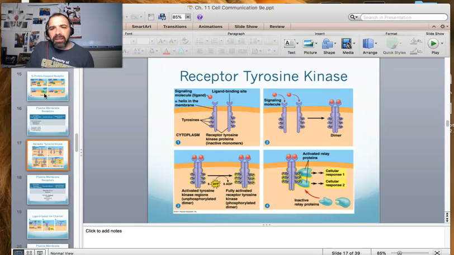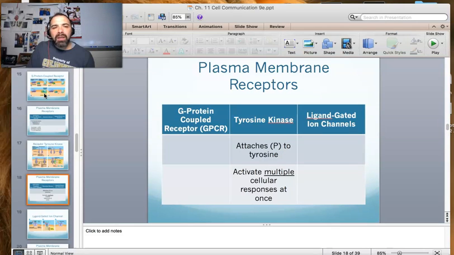Receptor tyrosine kinases, again, we know these are enzymes, and so think of kinase, think of kinesiology and movement. If you've watched the AP videos, I talk about this, but the signaling molecule attaches, causes a conformational change, or what we'll call a dimer form, and then that dimer will activate a receptor, and then that receptor in question number 4 will activate cell response 1 and 2. Again, you're not going to have to memorize all of these steps, just know that there are different ways for membrane receptors to function. A tyrosine kinase attaches a phosphate to a tyrosine, so it phosphorylates it, and that can activate multiple cellular responses at once.